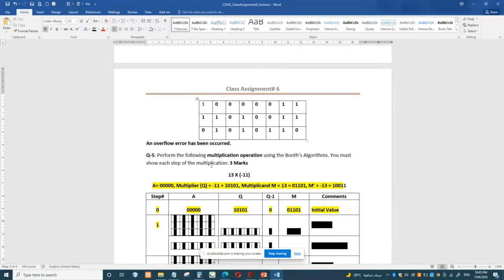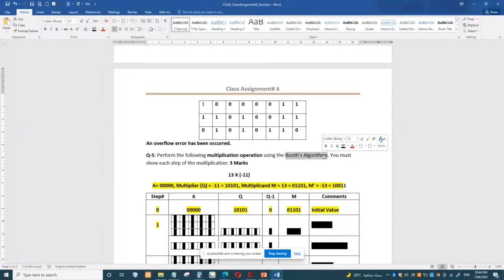So this is a multiplication operation. To remind you, we are going to use Booth's algorithm. We know that Booth's algorithm is capable of performing multiplication with signed and unsigned numbers. We have already seen in the slide that there is a method where we can perform unsigned multiplication. That is an easier method.